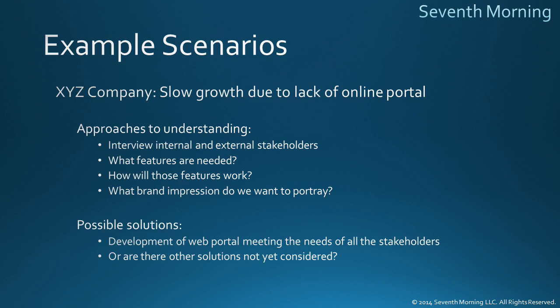We already kind of know what people envision the solution to be, right? Developing a web portal to meet the needs of its customers. But sometimes the result of the analysis will indicate that there are even better solutions to the company's problems. And that's what that second bullet point here represents. Maybe there's a better solution not yet considered. It's always the job of the business analyst to make sure that the best possible solutions are being brought to light.